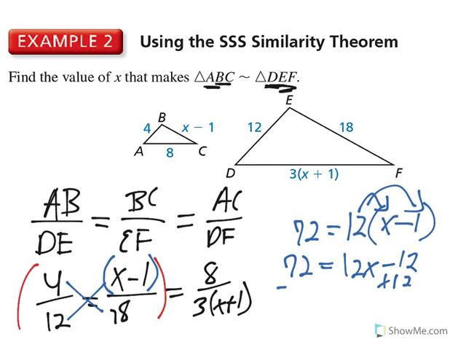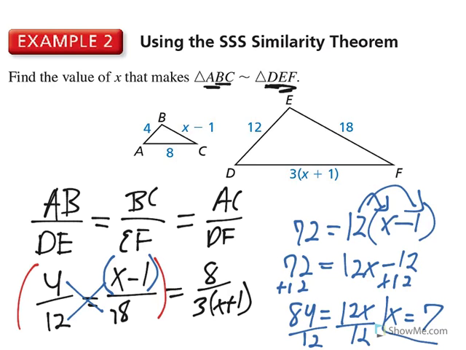Then I'm going to add my 12 to solve. And so I get 84 is equal to 12x. I'm going to divide by my 12 on both sides. And so I get x is equal to 7. And in this problem, since they both have x's, then this is just my answer. I don't have to set up again with the other one. I could check it. If I were to eliminate this middle portion and cross multiply using these two, using my 4 over 12 and my 8 over 3 times x plus 1, I should get the same exact answer either way.